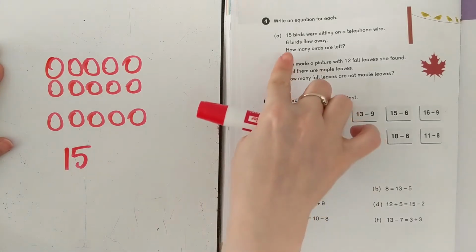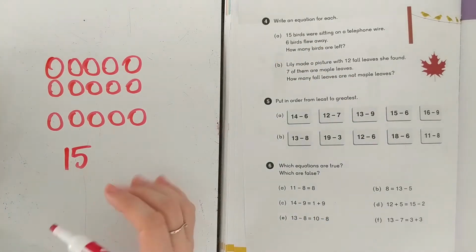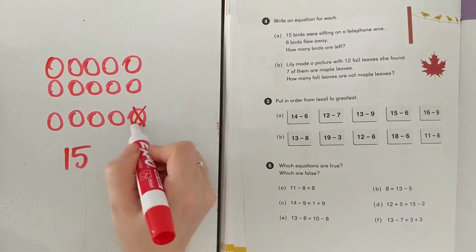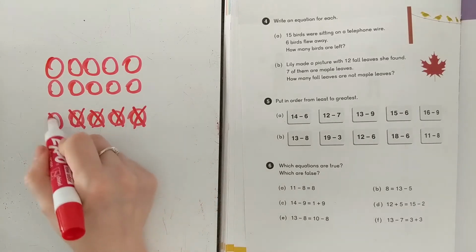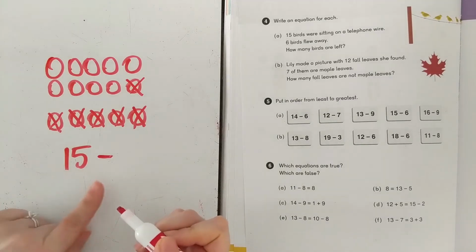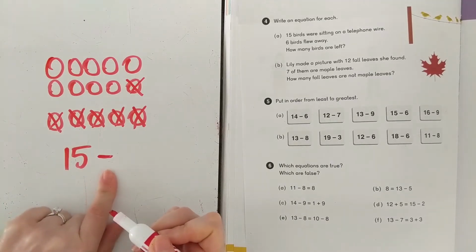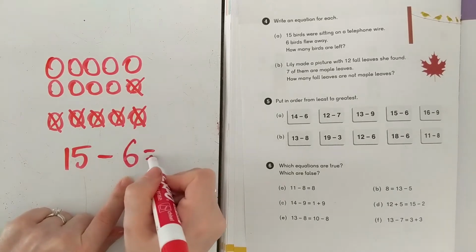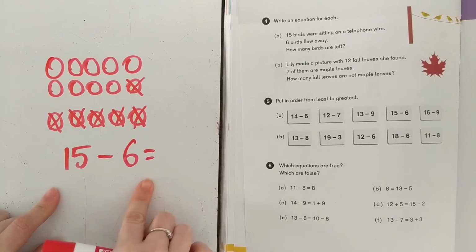Now, 6 birds flew away. To show 6 flew away, I'm going to cross off 6. 1, 2, 3, 4, 5, 6. What did I do? I took some birds away, so I'm going to write the subtraction symbol. How many birds did I take away or flew away? 6. And this is what my equation looks like.